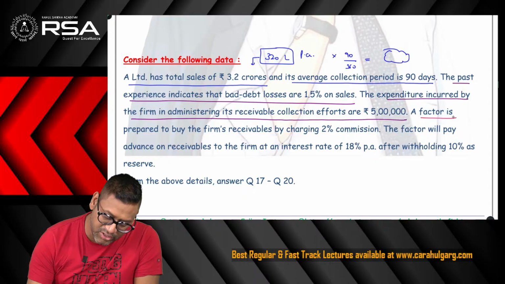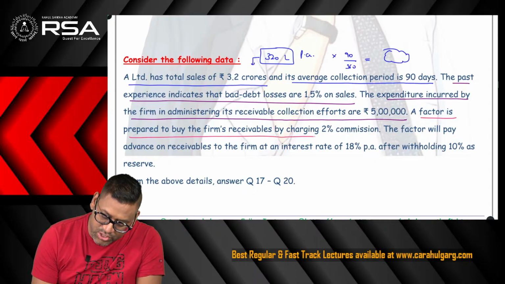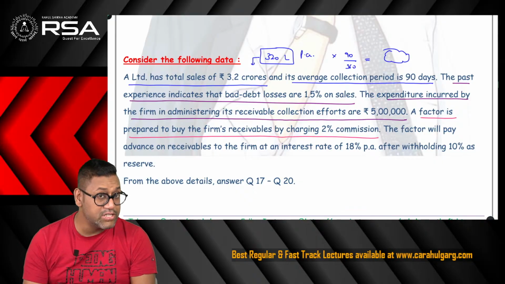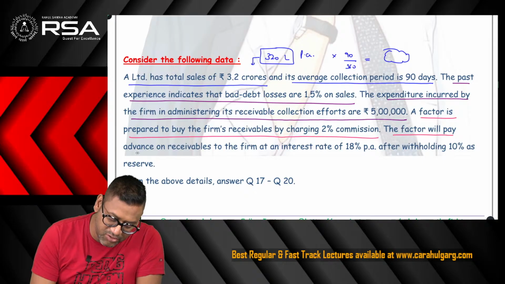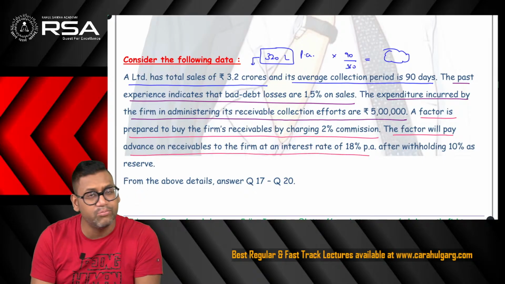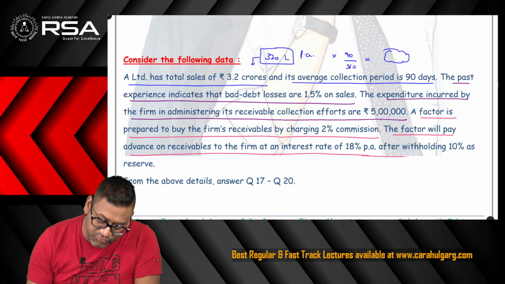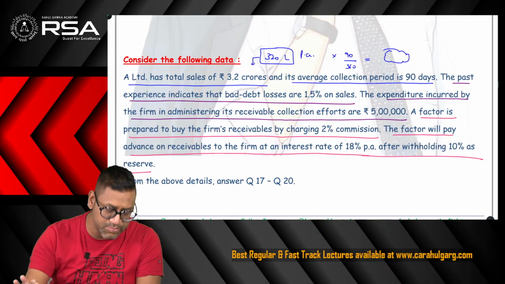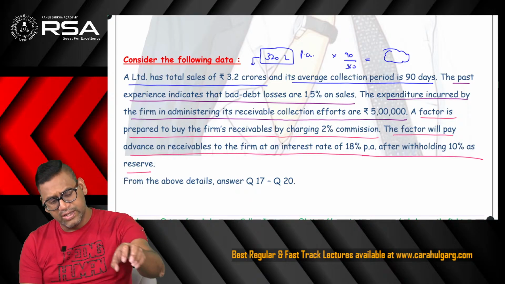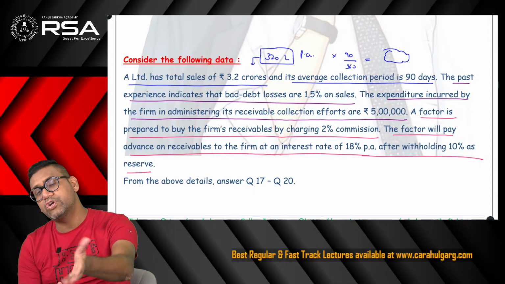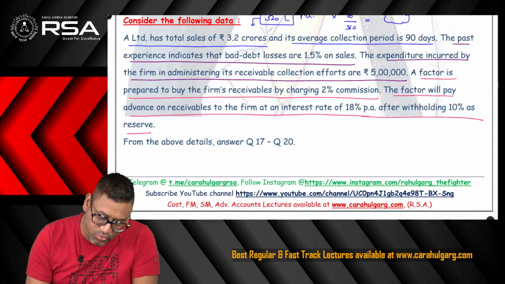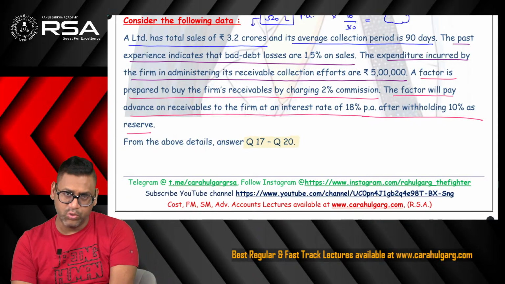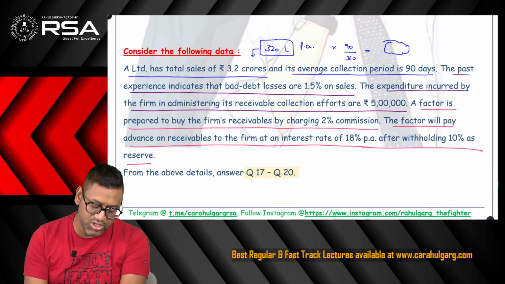It says a factor is prepared to buy the firm's receivables by charging 2% commission. So a factor has come forward. He says, boss, I will take care of this, but I will charge 2% commission. And the factor will pay the advance on receivables to the firm at an interest rate of 18%, after withholding 10% as reserve. He will keep 10% as reserve, which he will give later on. So this is not an expense, this is just the time value of money. He will retain this amount as of now, and later on he will give this reserve amount to us. So from these details, you have to answer questions 17 to 20. These 4 questions are to be answered on the basis of this data.